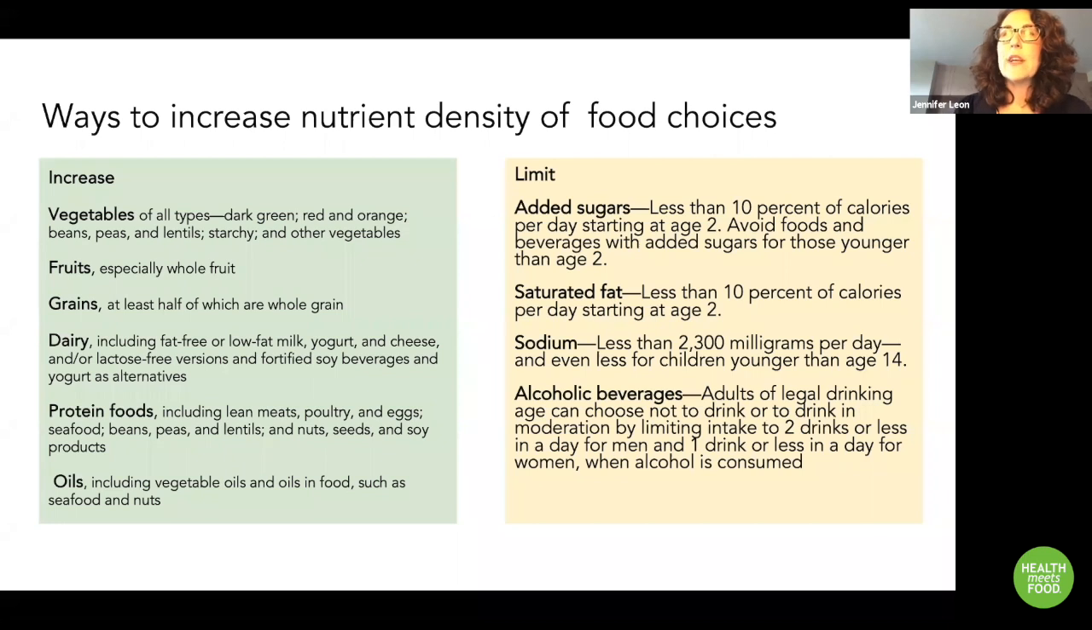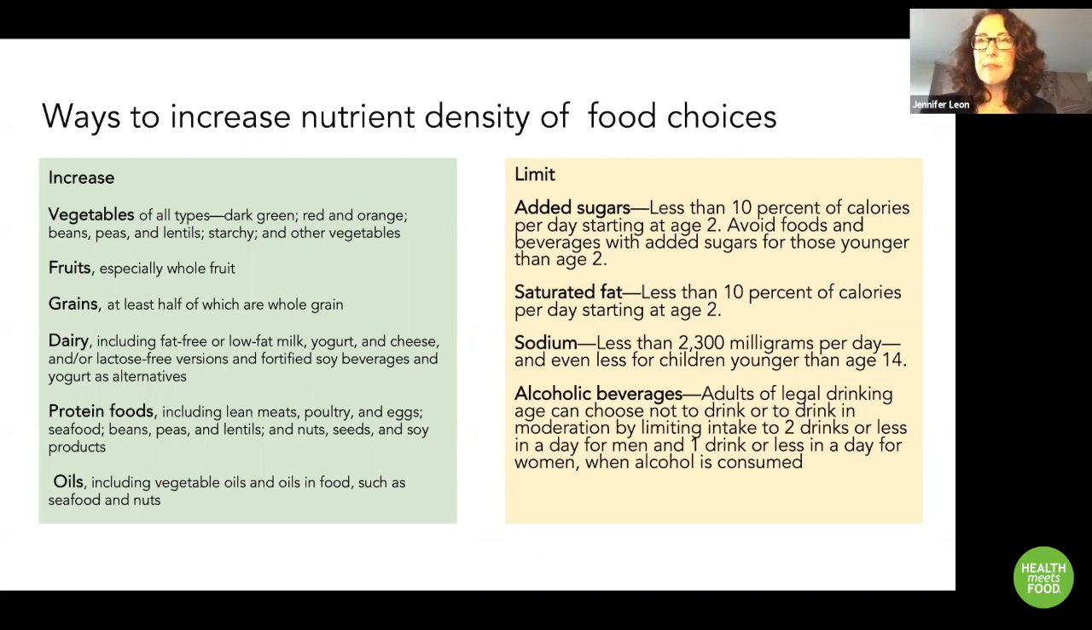So when you're looking for nutrient-dense protein foods, you're looking for lean meats, poultry and eggs, seafood, legumes, nuts and seeds, and soy products. And of course, oils in the form of heart-healthy options like seafood and nuts.